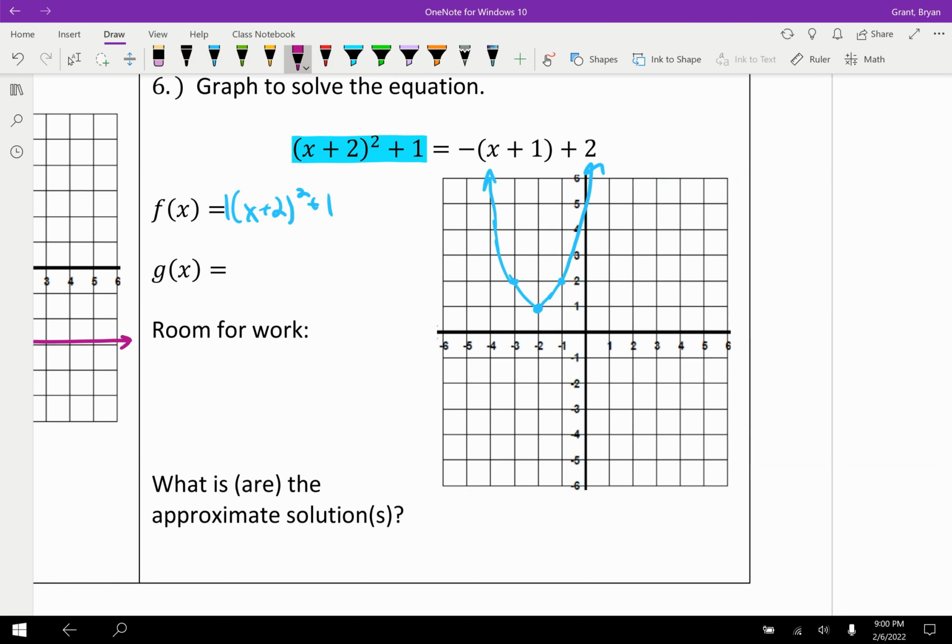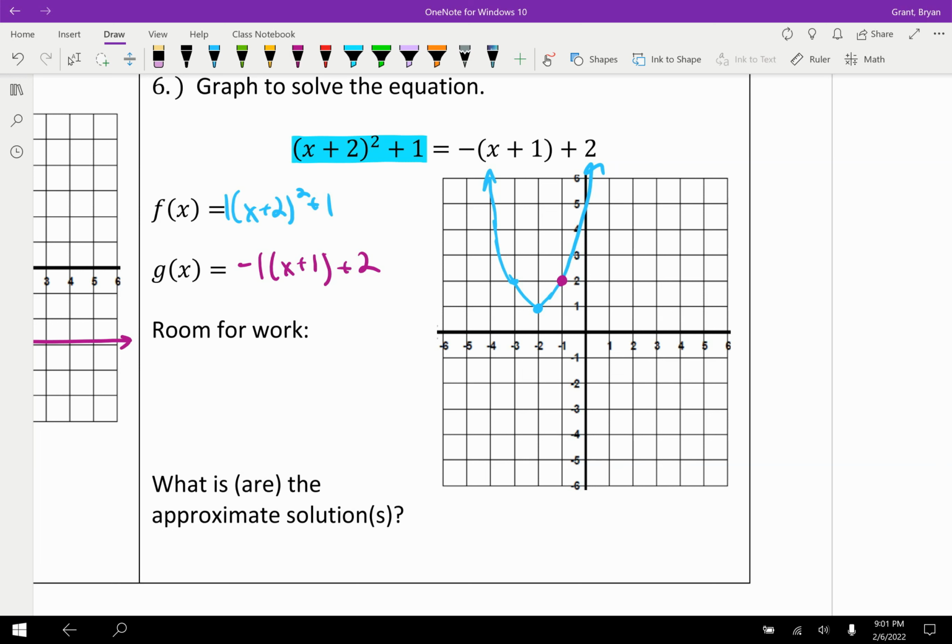Then we go to our second one, negative. I'll put the 1 in front as well. x plus 1 plus 2. So HK form, we start at -1, 2. That's right here. Do you see anything weird about this one? What's missing here? Yeah, there's no square.